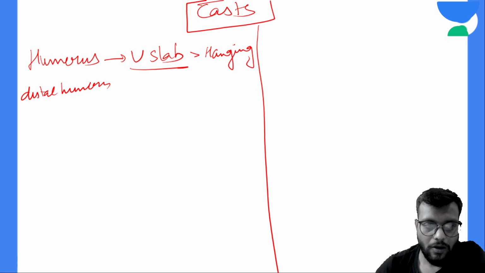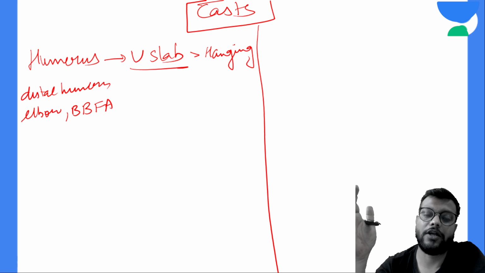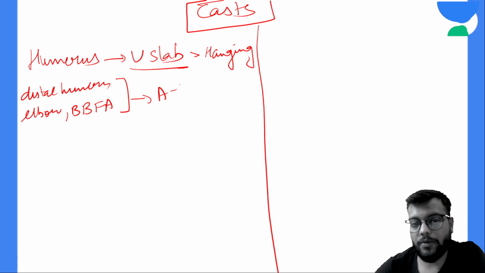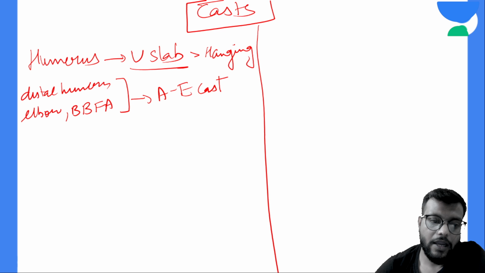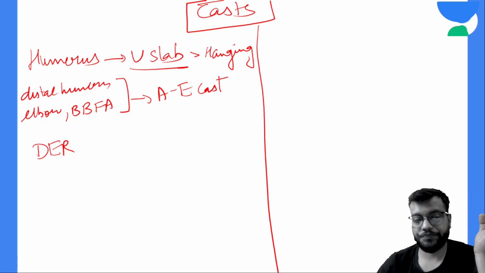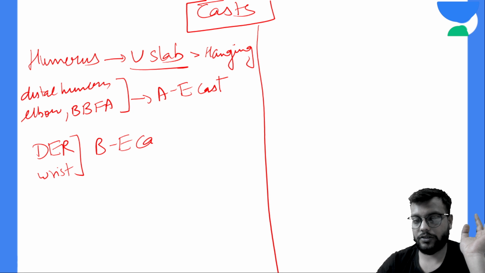Okay, now in case of distal humerus or elbow or both bone forearm or individual forearm bones, nightstick fracture, Monteggia, Galeazzi, etc. In all these, you go for the above elbow cast or slab. Okay, in distal radius fractures like the Smith fracture, Colles, Barton's, or wrist injury, scaphoid, etc., you go for the below elbow cast or the slab.